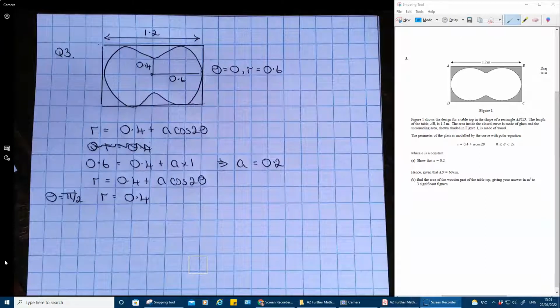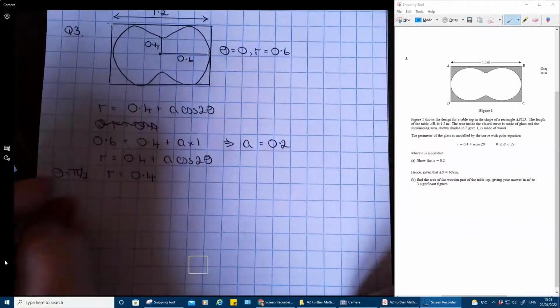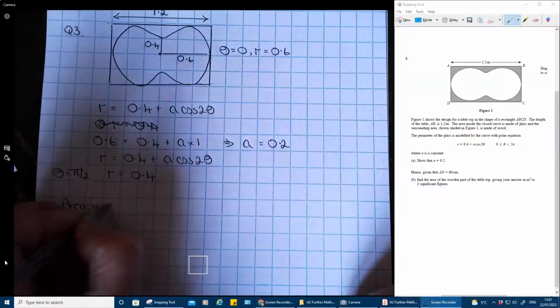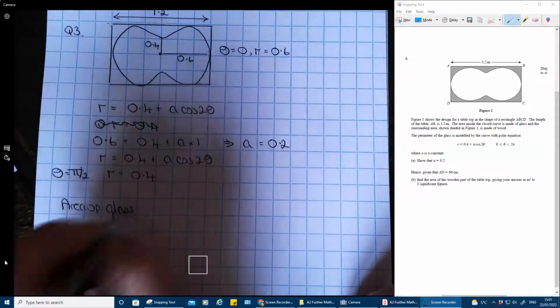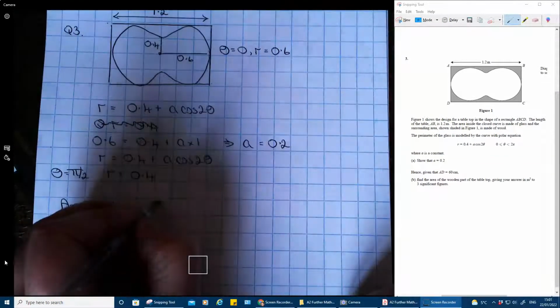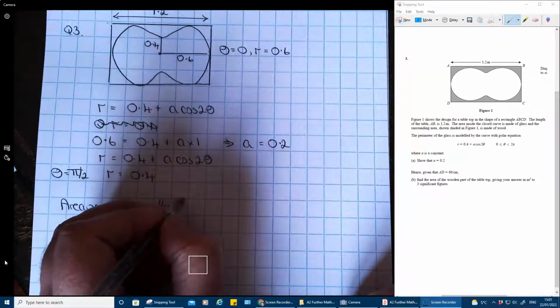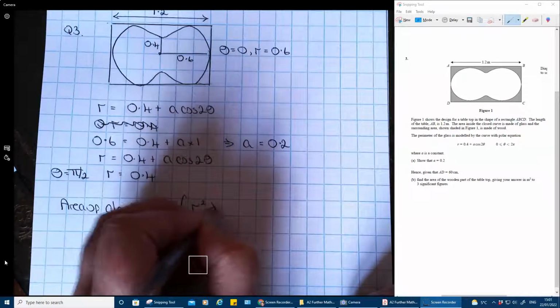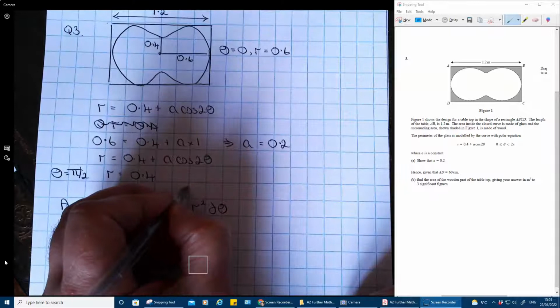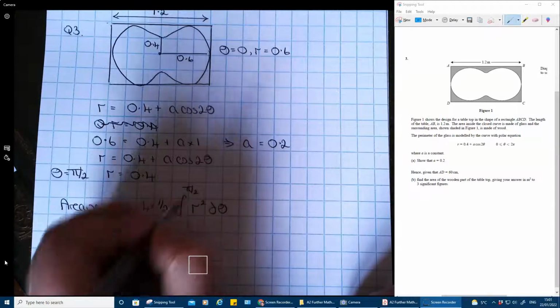Okay, so we're interested in finding the area of the glass and subtracting it from the area of the rectangle. So the area of the glass, now, remember, we're going to do from 0 to pi by 2 and then just multiply it by 4. So it's half the integral r squared d theta, times it by 4, and we're going to go from pi by 2 to 0.